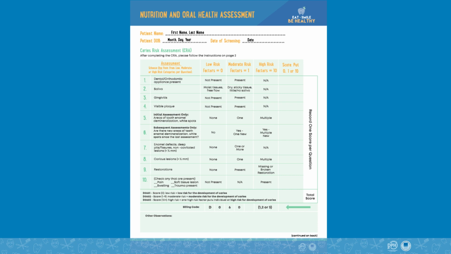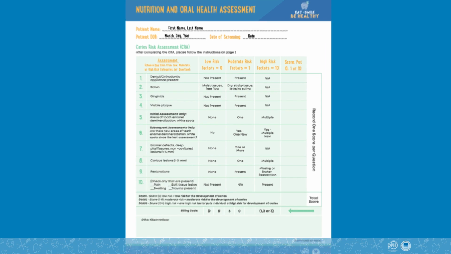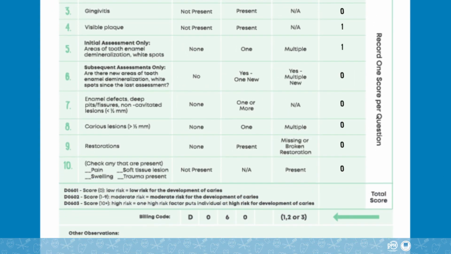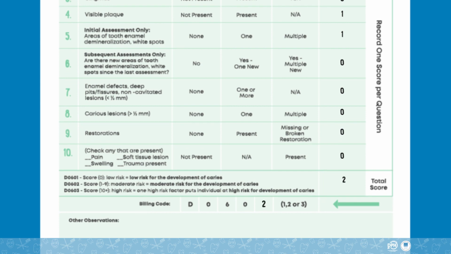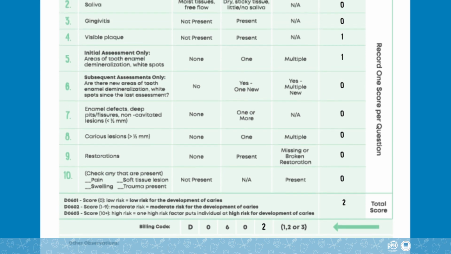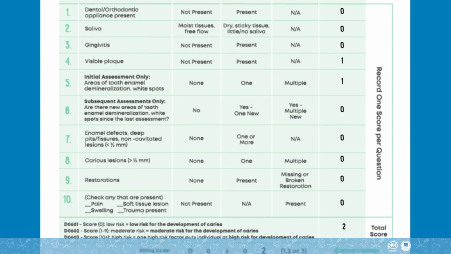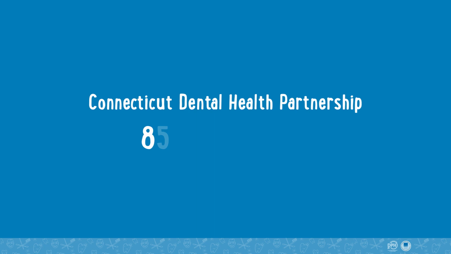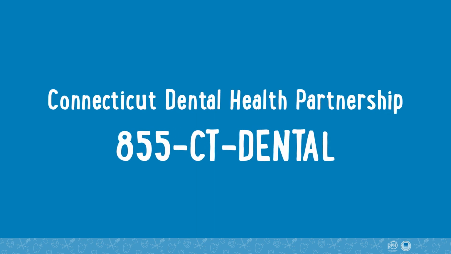Page 1 begins with the Caries Risk Assessment, otherwise known as the CRA. Assess your patient based on the 10 categories and score accordingly. Total up the points, enter the corresponding billing code, and add in any additional notes or observations if you have any. To be able to bill for the CRA, dental providers must receive CRA training by the Connecticut Dental Health Partnership. For more information on the CRA training and billing, please contact the Connecticut Dental Health Partnership at 855-CT-DENTAL.